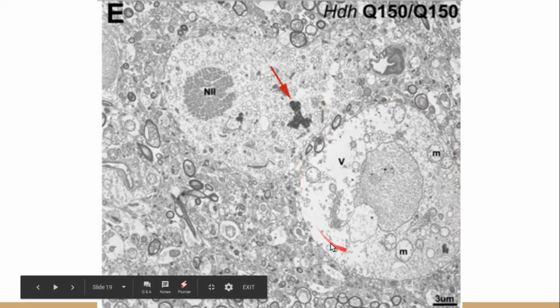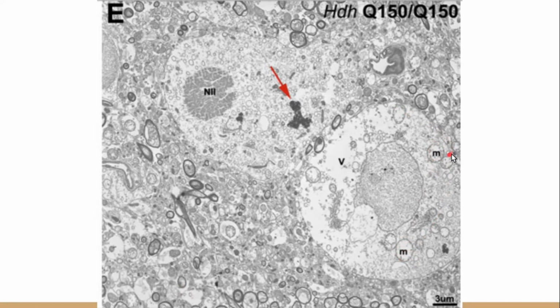Just outside the nucleus, we have this gigantic vacuole, denoted V for vacuole. This is a huge abnormal vacuole just outside the nucleus, and it contains a couple of degenerated mitochondria, indicated M. These are what look like mitochondria that have degenerated.